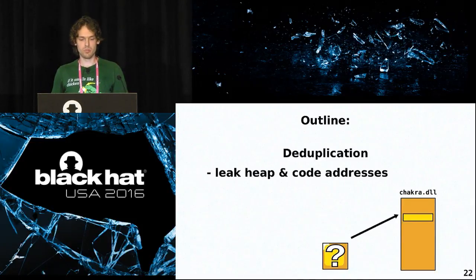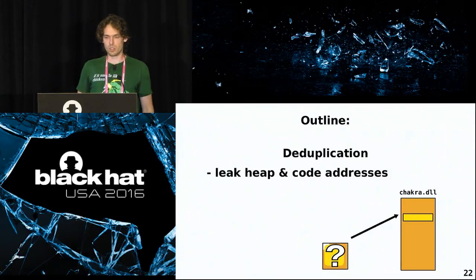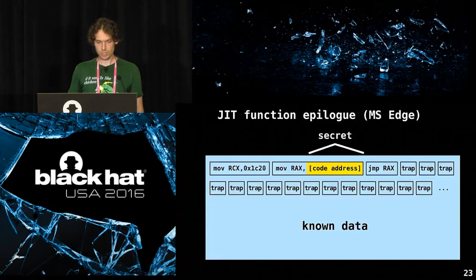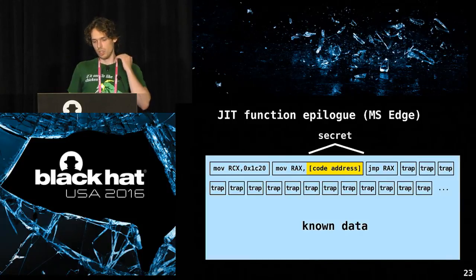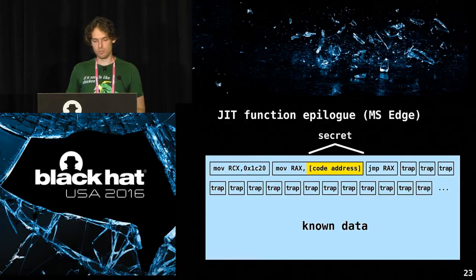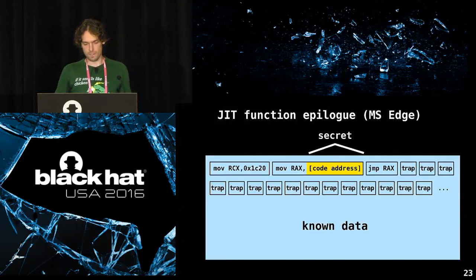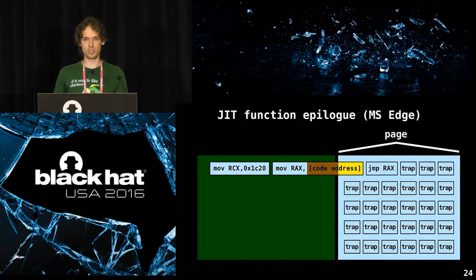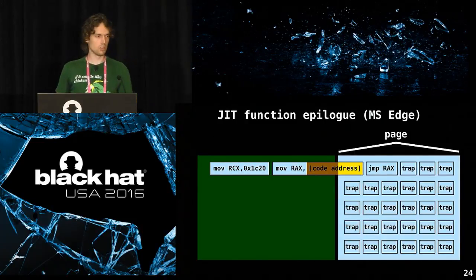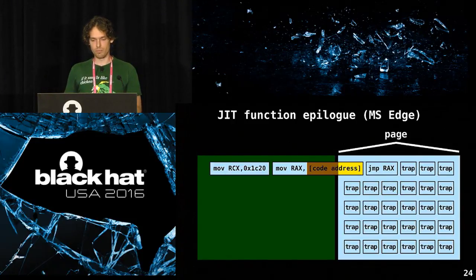In our case, we will use the first primitive, the alignment primitive, to leak a pointer to the JavaScript library in Edge. So the Edge JIT compiler compiles native code, and the function epilogue of this native code contains all known data except for a code address. So what we do is we create lots of functions which are just big enough to span just over one page. And because Microsoft Edge's JIT randomizes the size of the functions, we just spray it with a number of functions, and then some of those will have a code address which spans multiple pages. The code address will span multiple pages, and this way we can leak the secret in two steps.